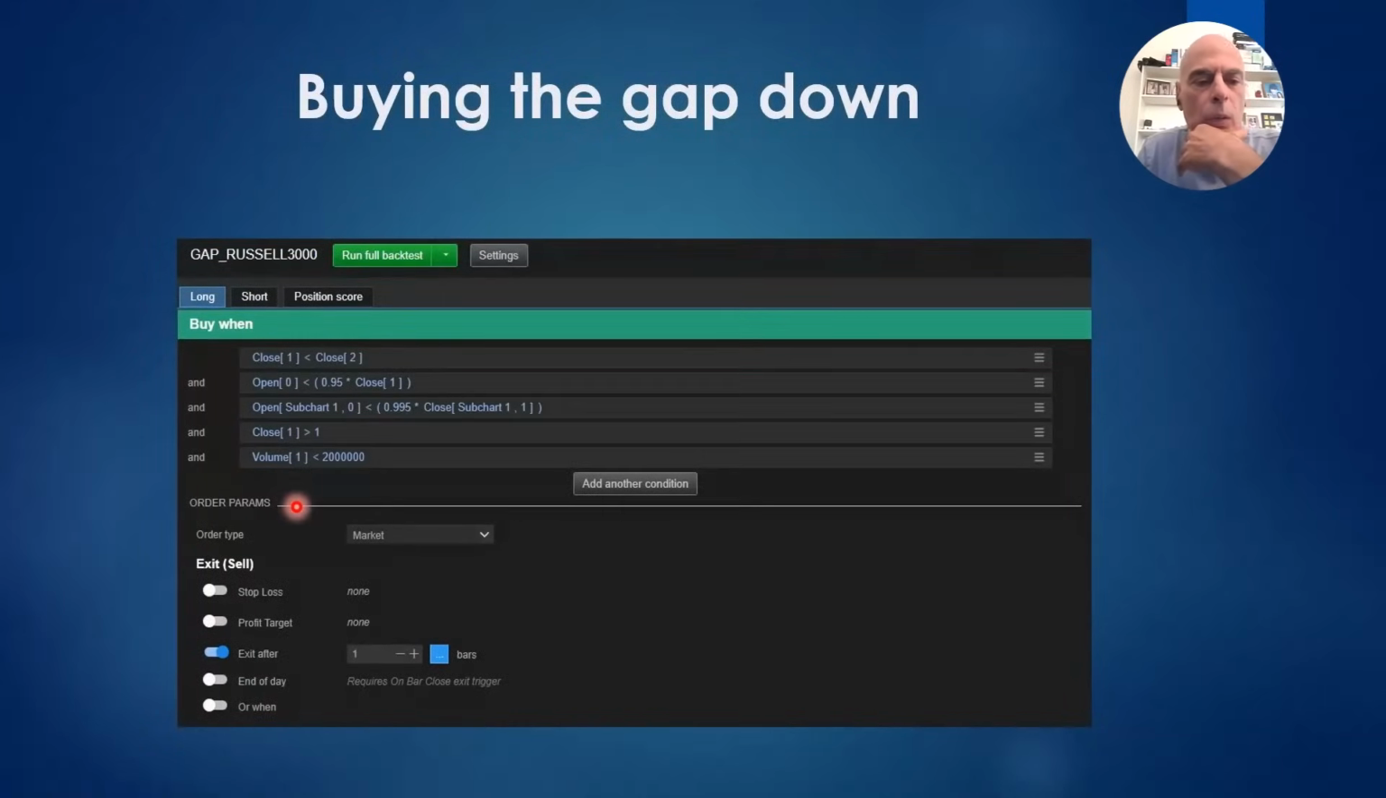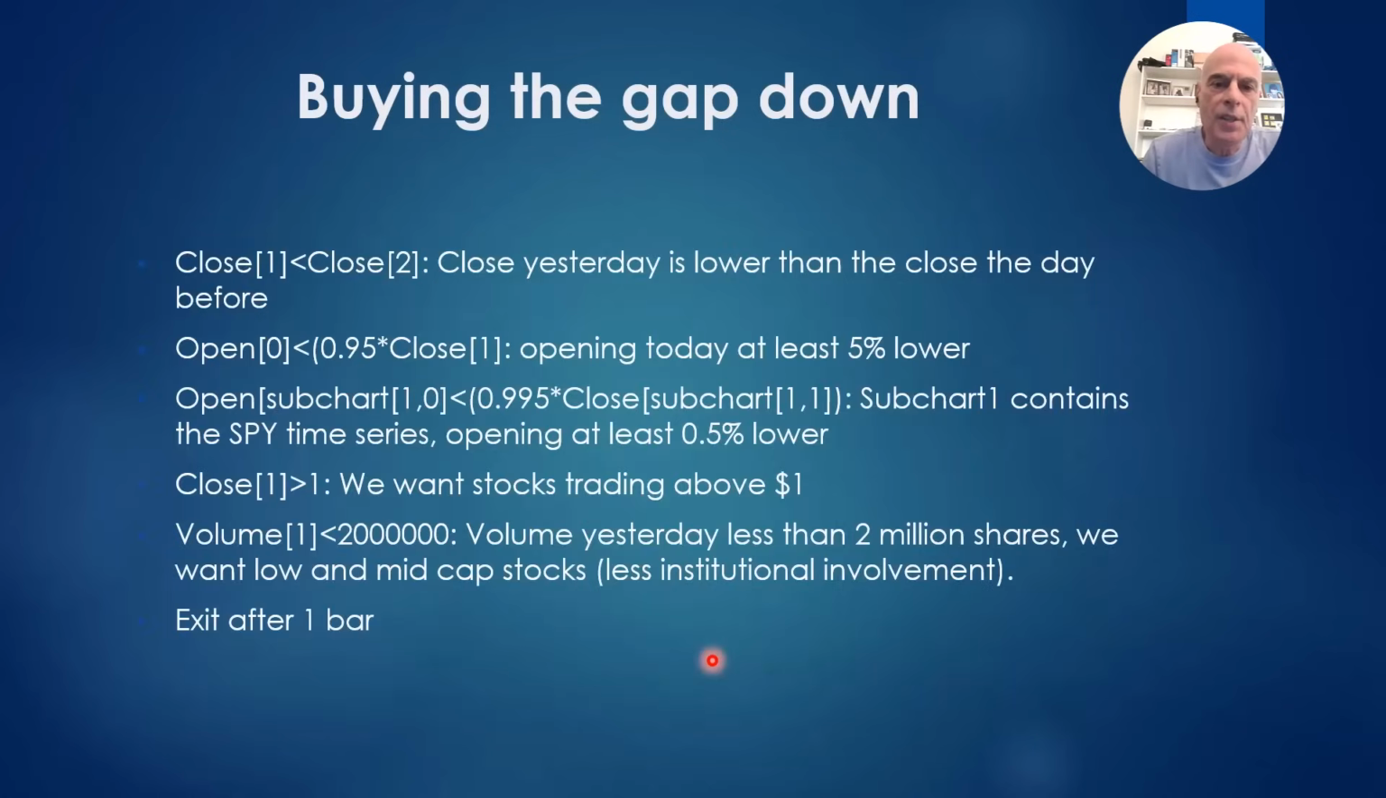And we exit after one bar. So we're not liquidating the position the same day that we're taking the position. This slide explains everything I just described.